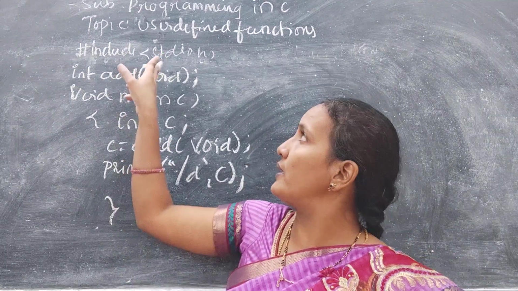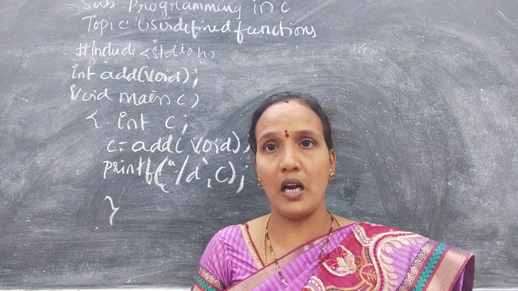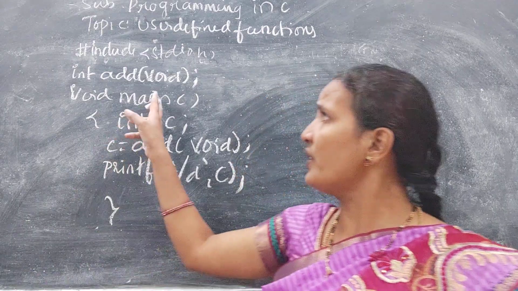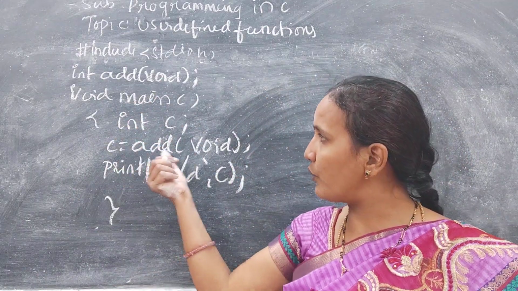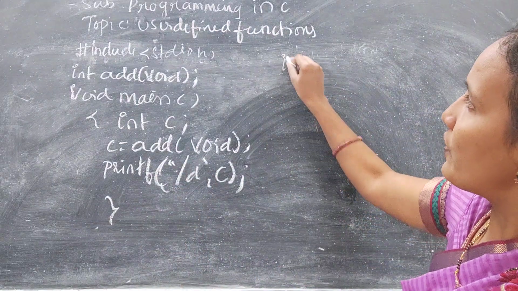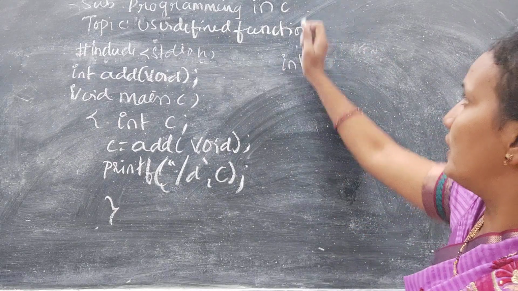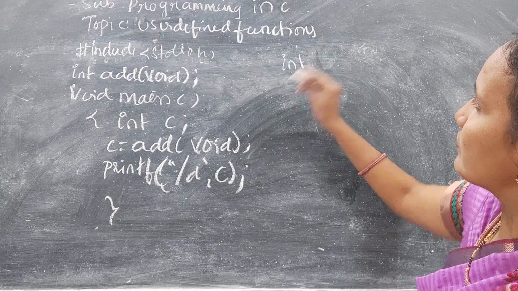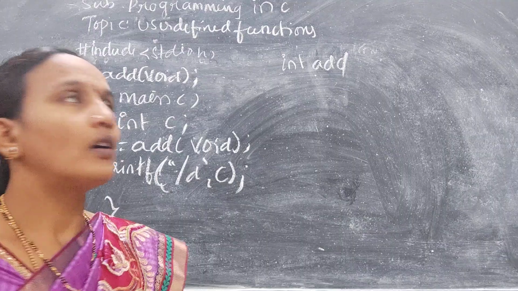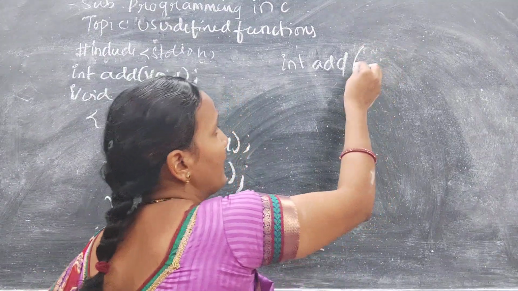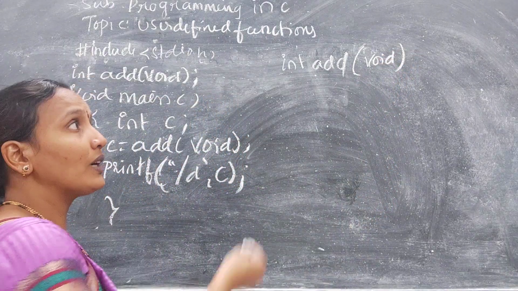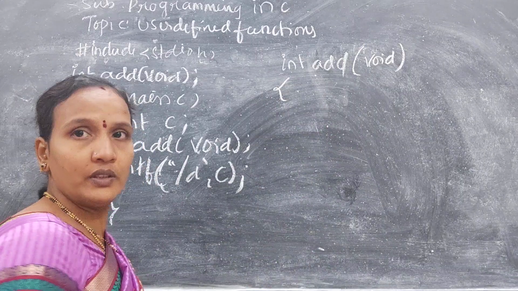Understood? If there are arguments, then only we'll give the value, because arguments will receive the value when the function is called. So here arguments are not there, and that is why I am not giving a value. Clear? Now we'll come to the function definition. What is the function name? Int add. And as I already said, here we don't have a return statement, I mean arguments. So here I am giving void. No arguments.